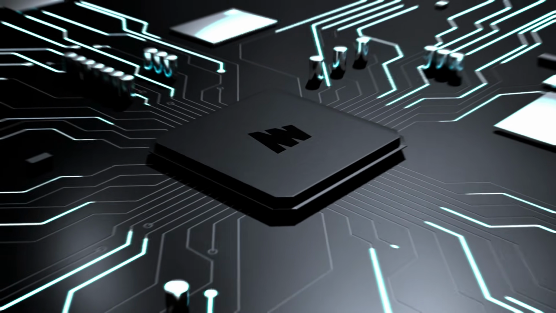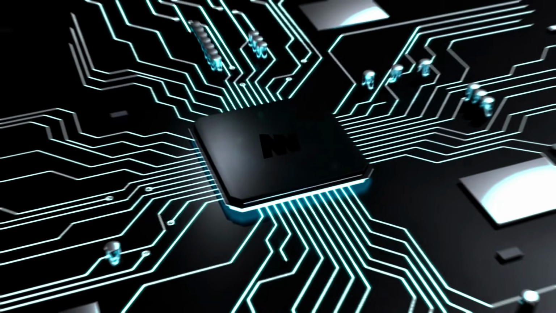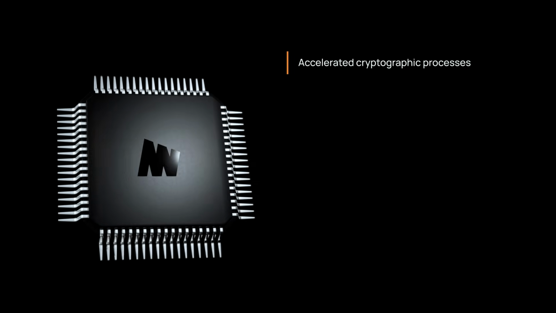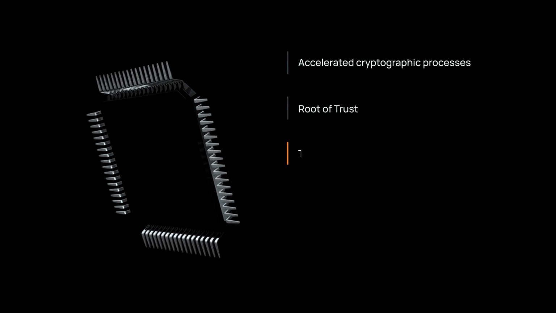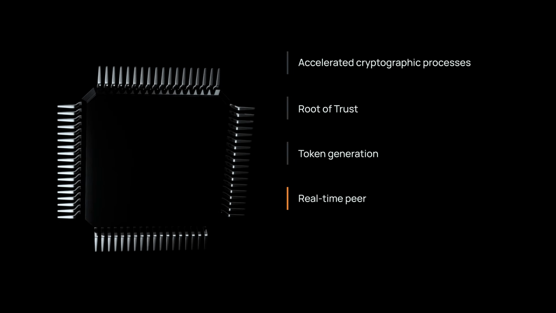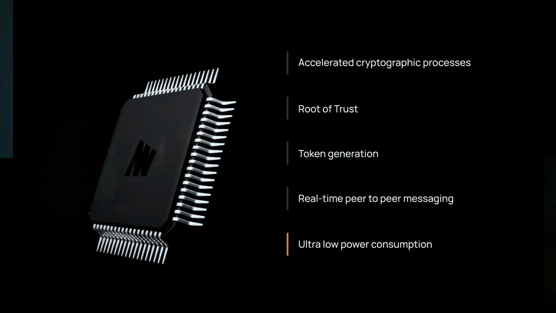Embedded within any system, it transforms devices into full blockchain nodes. The Minima chip will revolutionize blockchain applications with accelerated cryptographic processes, tamper-proof data security, token generation, and real-time peer-to-peer messaging, all with ultra-low power consumption.